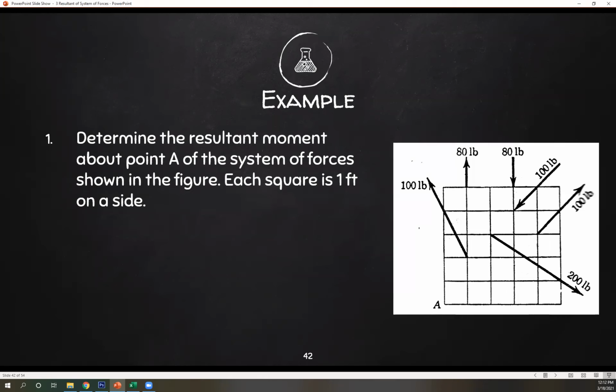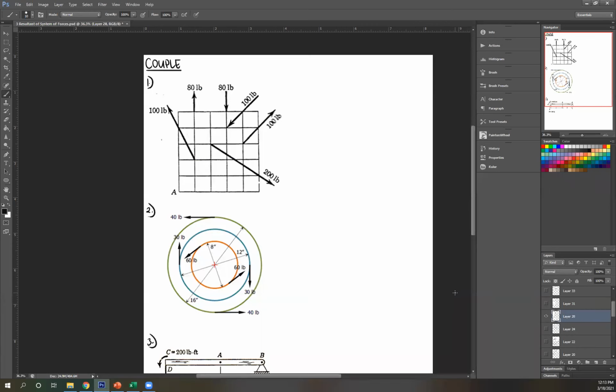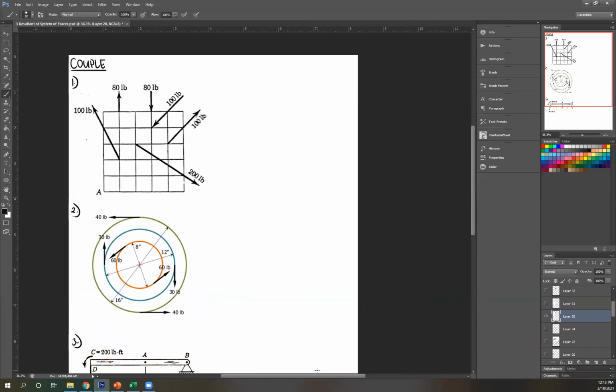Determine the resultant moment about point A of the system of forces shown in the figure. Each square is 1 foot. So we're just looking for resultant moment. So this is something we've done earlier. Couple is just an addition to your concepts explained in our past topics. So we're looking for summation of moment at A. We already know how to do that, right?